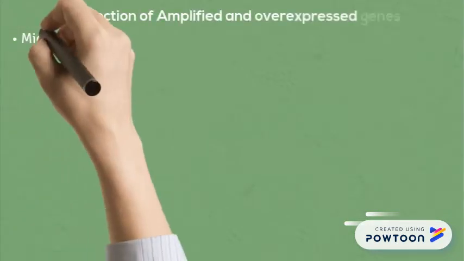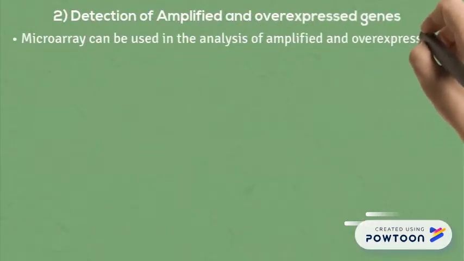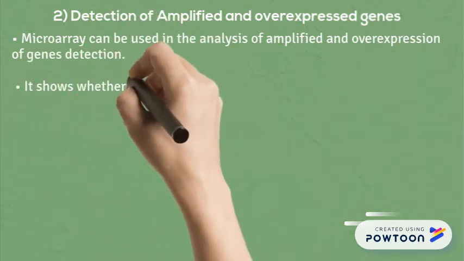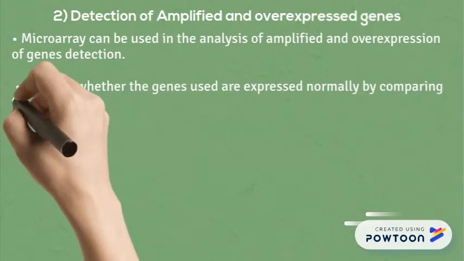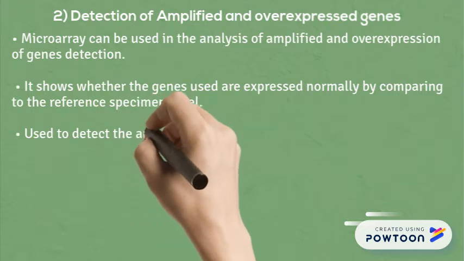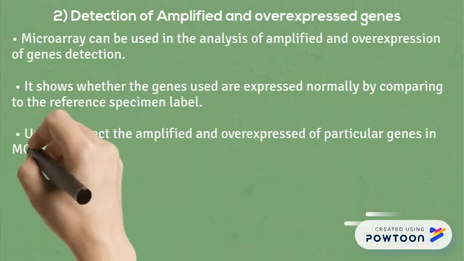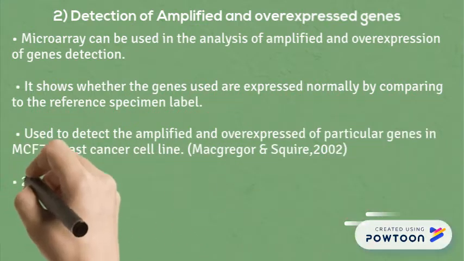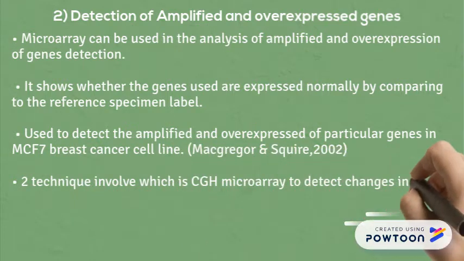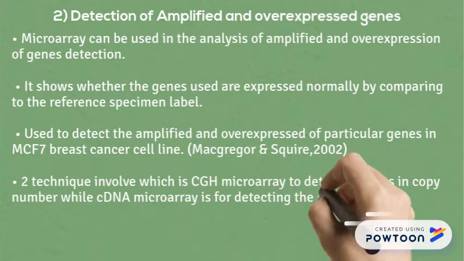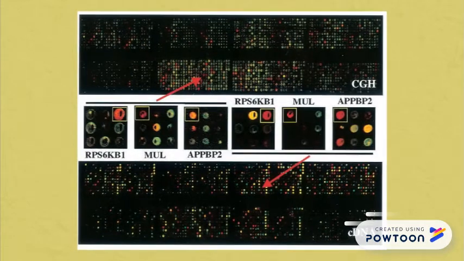Second, the detection of amplified and overexpressed genes by using microarrays, such as in breast cancer study. The genes used are expressed normally compared to the reference genes. The technique involves a CGH microarray to detect change in copy number, while cDNA microarray detects the gene expression. The following image is the example of results from both microarray techniques. The above is the results from the CGH microarray, while below it is the results from the cDNA microarray.